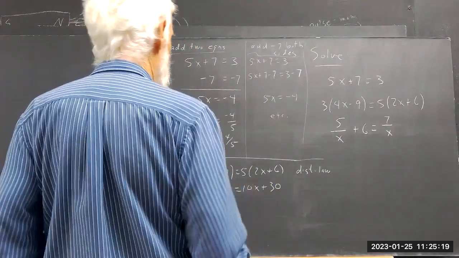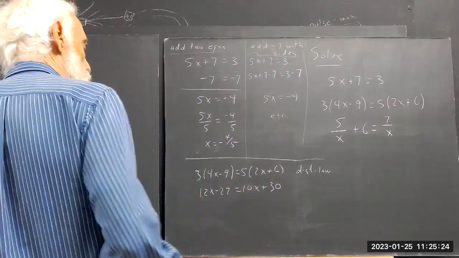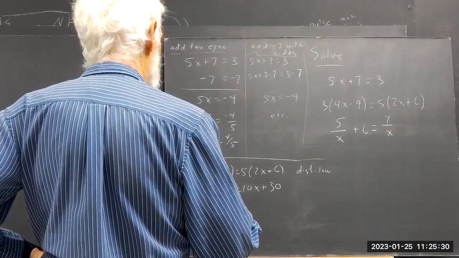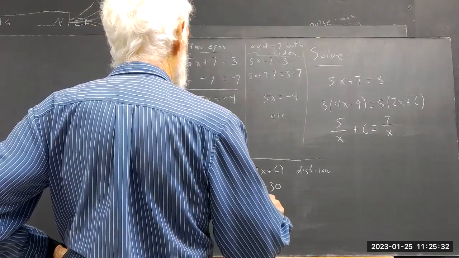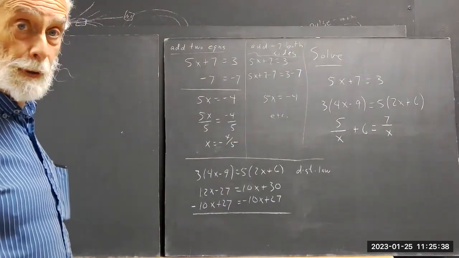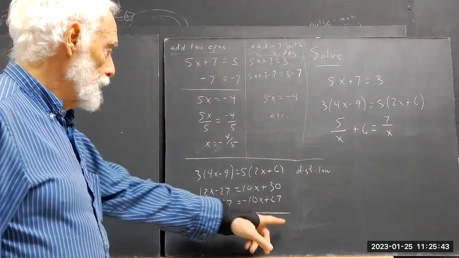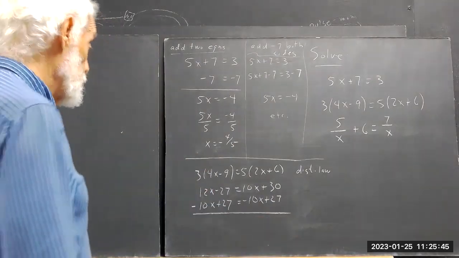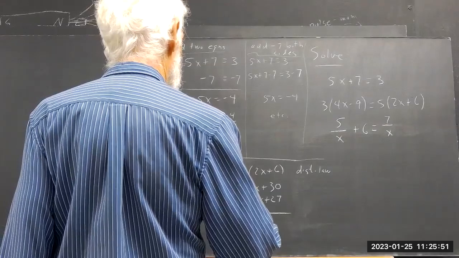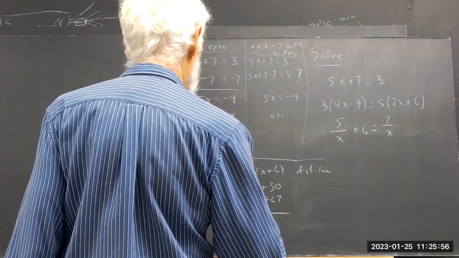Okay, so we have this, and there are various ways we can do this. If you want to really shortcut it, you can add -10x plus 27 to both sides. And in one step, you will have all your x's on this side and all your numbers on the other. So you get 2x equals 57, and x equals 57 halves. I think that's what I saw in your paper.